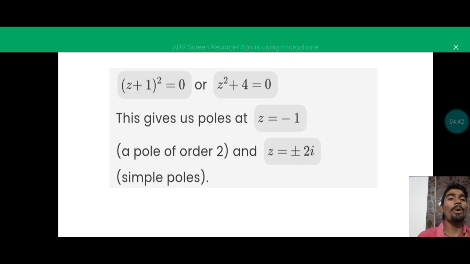So z equals plus or minus 2i, which is a complex value, and the order is 2. This means a pole of order 2 at z equals plus or minus 2i.